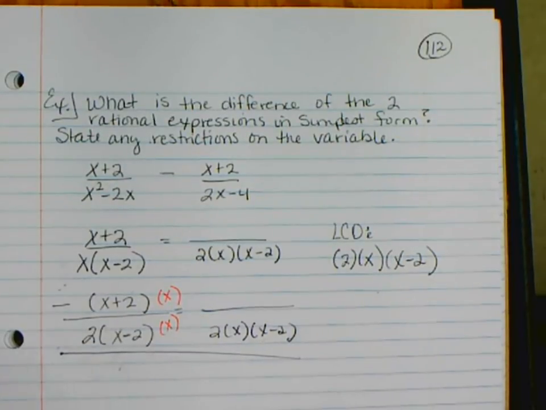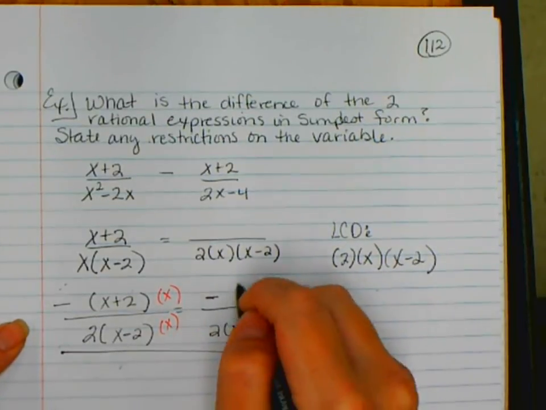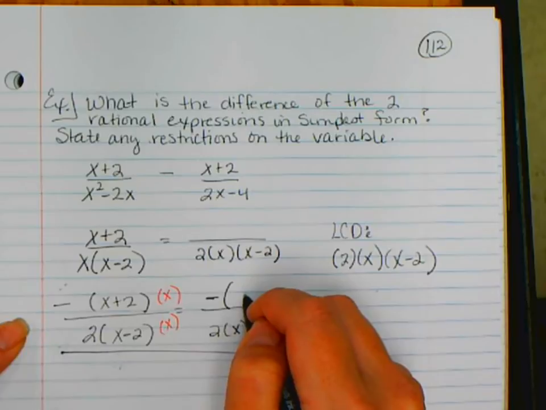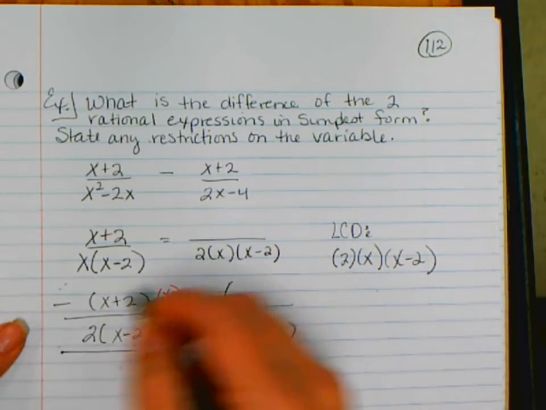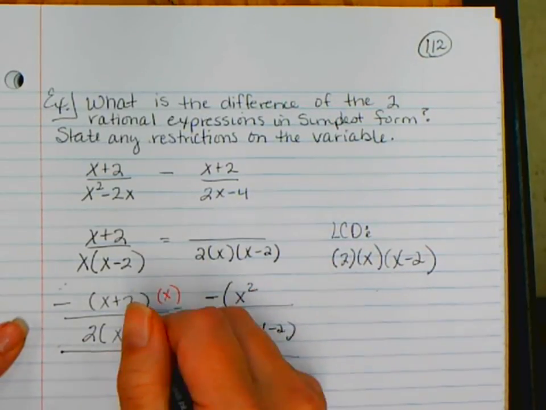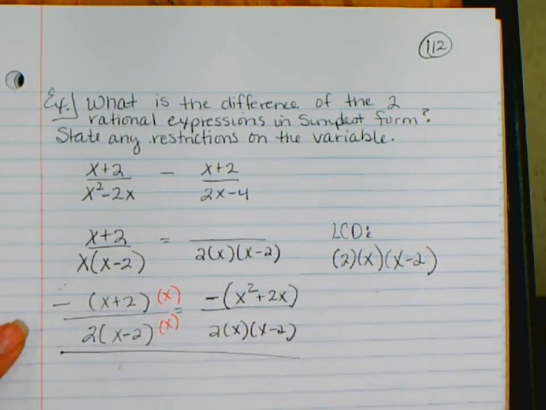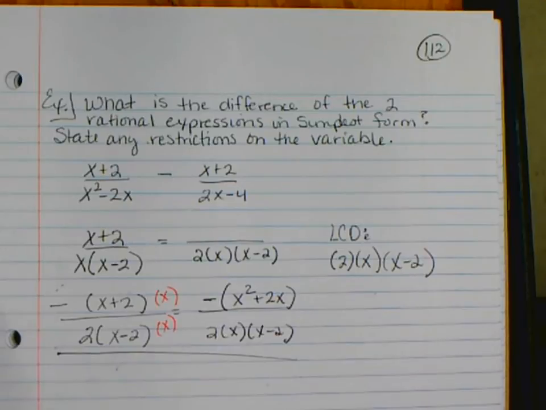So I'm subtracting, so minus all of this. X times x plus 2. I'm going to go ahead and multiply it out. So x times x is x squared. X times positive 2 is positive 2x. So I have to remember to distribute that negative when I go on to my next step. Everybody okay with that? Okay.